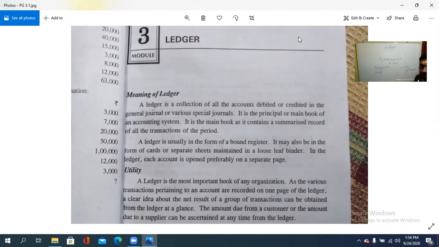It may also be in the form of cards or separate sheets maintained in a loose leaf binder. In this ledger, each account is opened preferably on a separate page. Maybe the purchase account on page number 1, cash account on page number 2, or something like 5, because too many purchase transactions for the business may need several pages to be allotted.